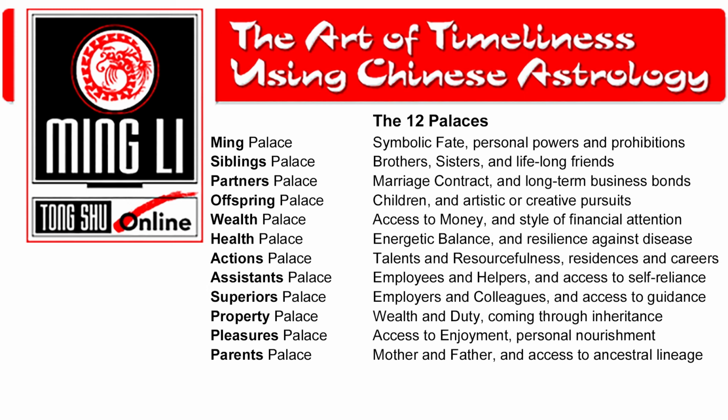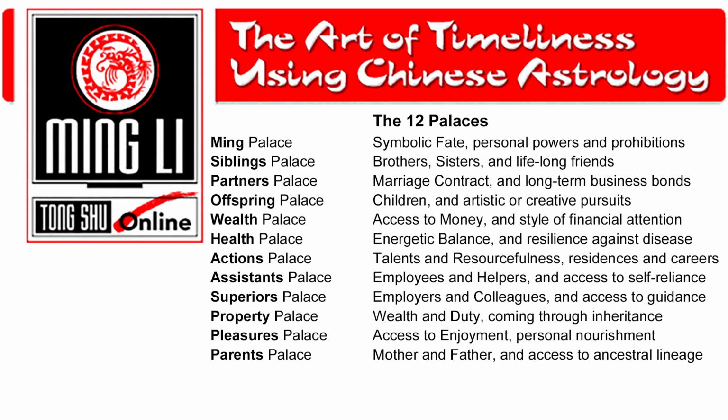The reading includes discussion of the 12 palaces, 14 court stars, 6 official stars, 8 guiding stars, 5 orderly stars, 4 transforming stars, and the decades and years of limit. The 12 palaces are: the Ming Palace, which concerns symbolic fate, personal powers and prohibitions. The Siblings Palace, which concerns brothers, sisters, and lifelong friends.